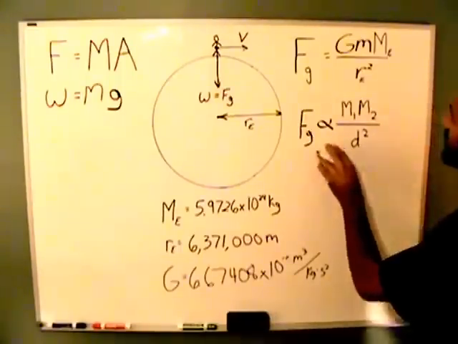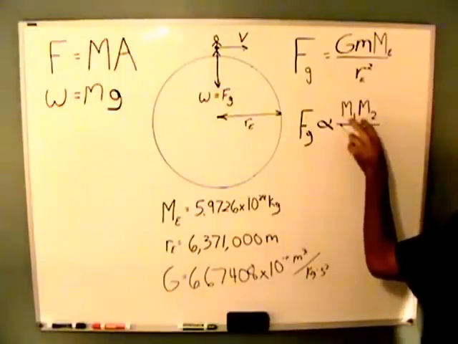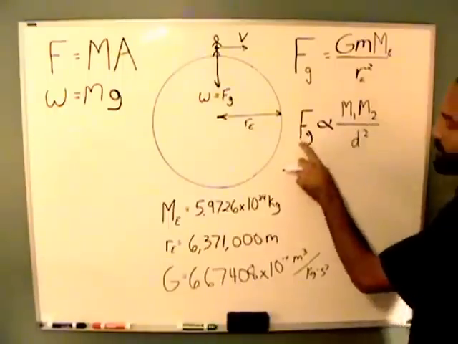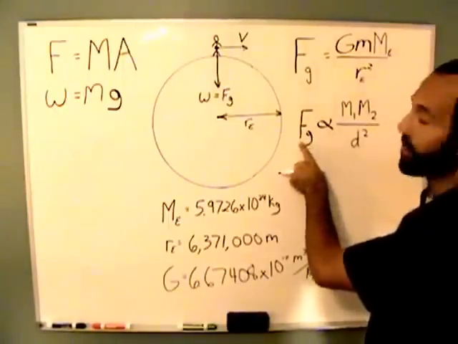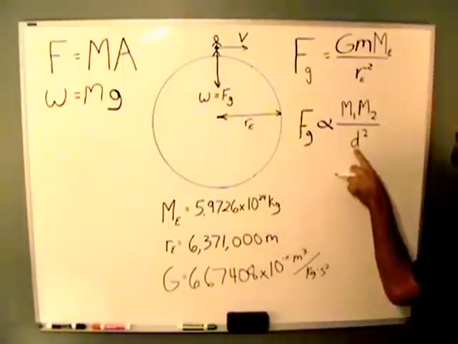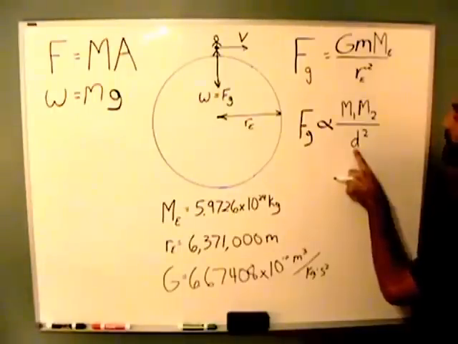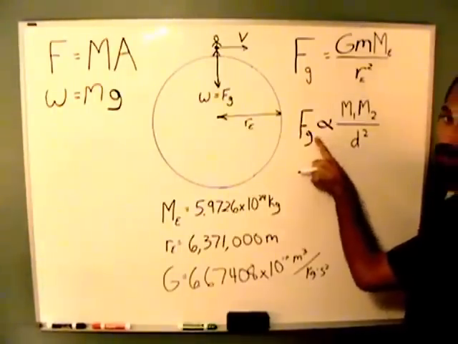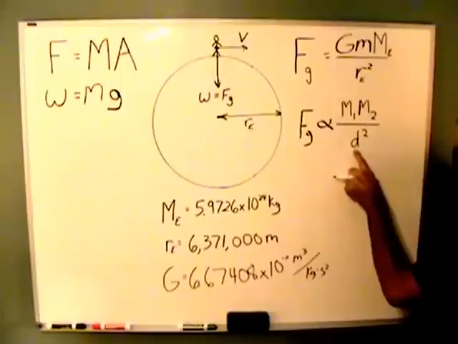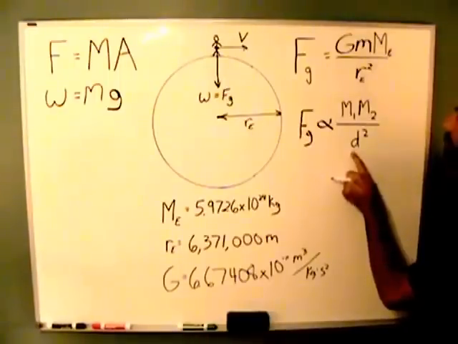So what this means is, if either one of these masses goes up, or both of them go up, the force of gravity also goes up. But as the distance between them increases, the force of gravity goes down. And as you can see, this is squared, so distance plays a big part here.